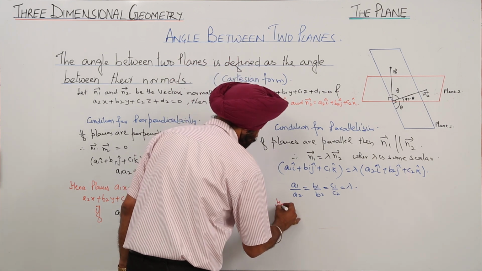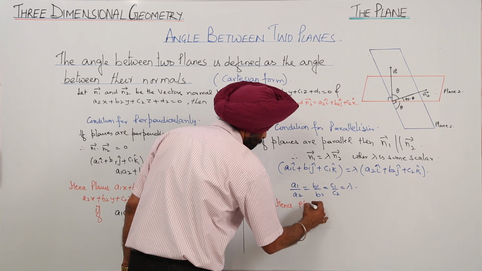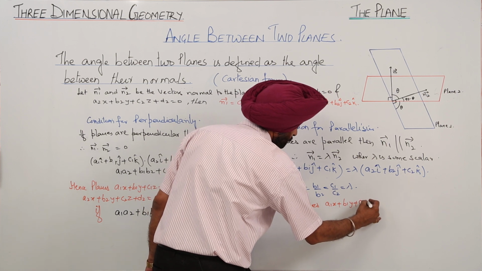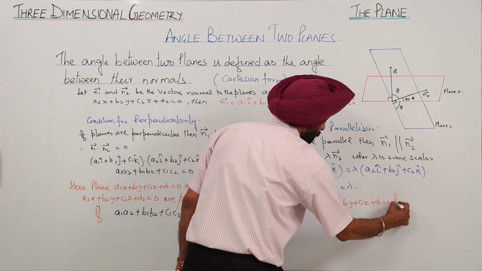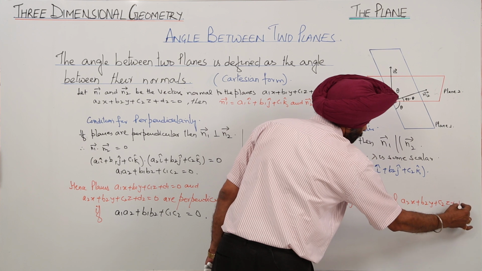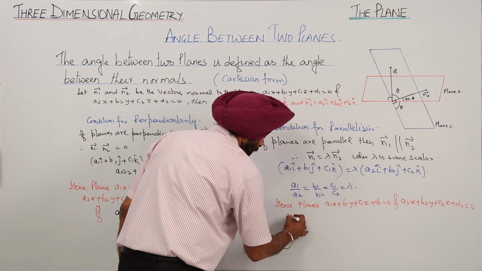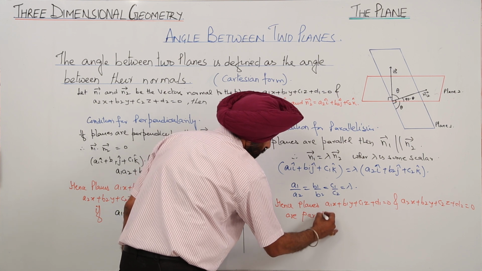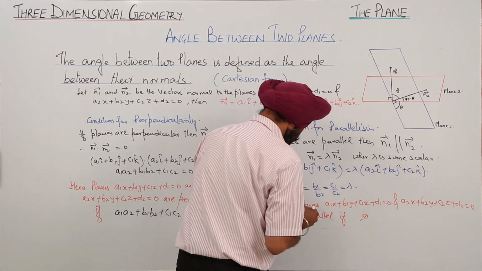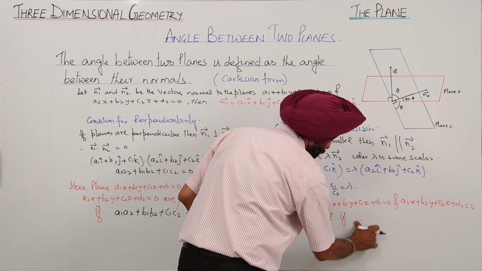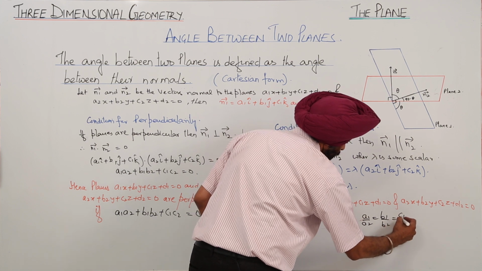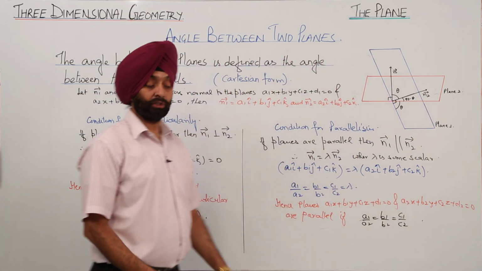Hence, planes a1x plus b1y plus c1z plus d1 is equal to 0 and a2x plus b2y plus c2z plus d2 is equal to 0 are parallel if a1 upon a2 is equal to b1 upon b2 is equal to c1 upon c2. These are the two conditions.